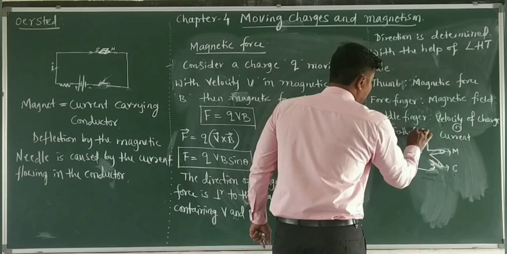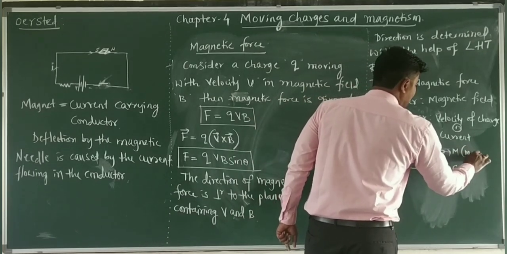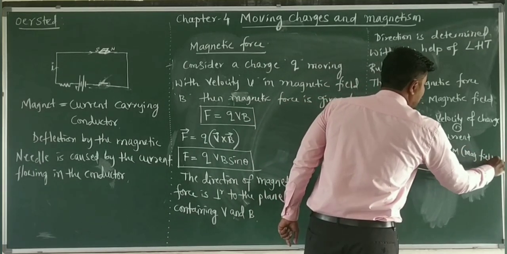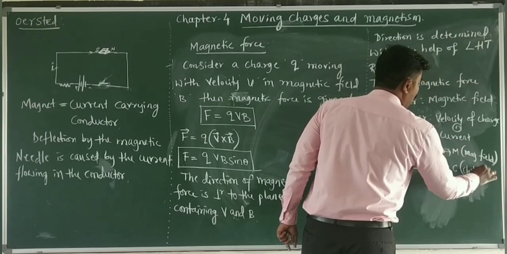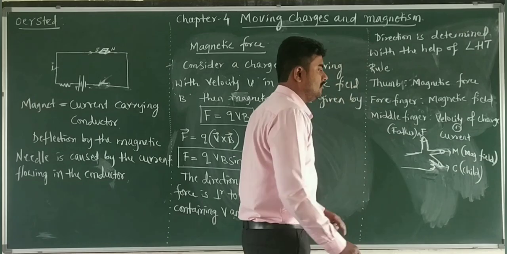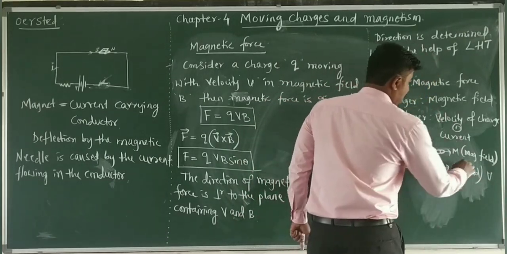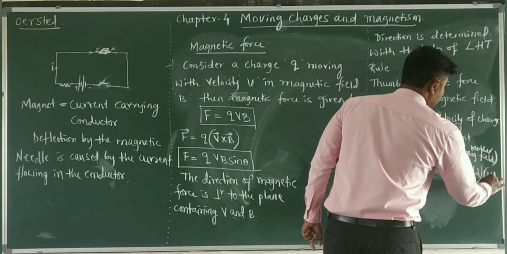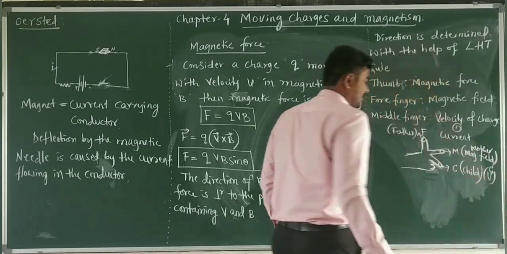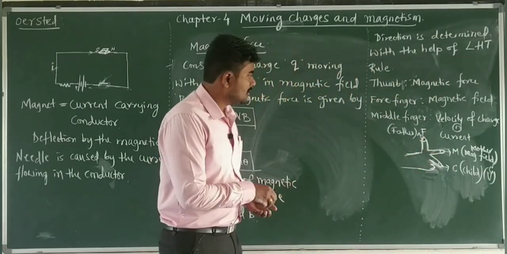Father stands for what? Force. Mother stands for what? Magnetic field. And C stands for what? Child, and child is nothing but what? Current or velocity. Father, mother, and child. Child is nothing but velocity or current, I can say. Okay, so remember this way, it is easy.